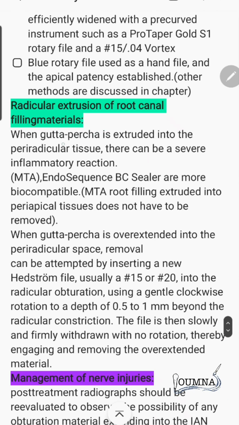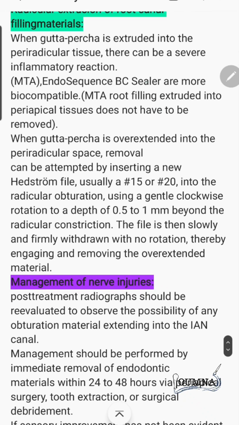Radicular extrusion of root canal filling materials. When gutta-percha is extruded into the periradicular tissue, there can be a severe inflammatory reaction. However, MTA and EndoSequence bioceramics are more biocompatible. MTA root filling extruded into the periapical tissues does not have to be removed.